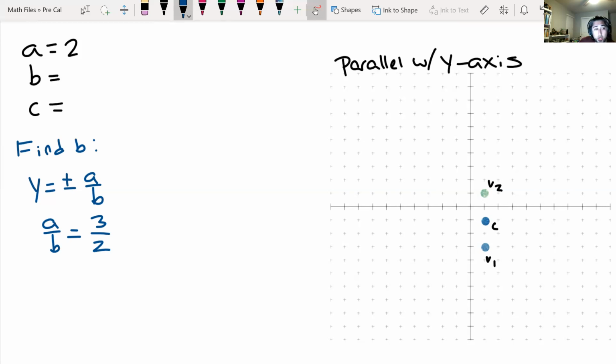So now the only value we know is a, which is 2. So it's gonna be 2 over b equals 3 halves. Now solve for b. You'll get 3b equals 4, and b is 4/3, or 1.33 repeating.